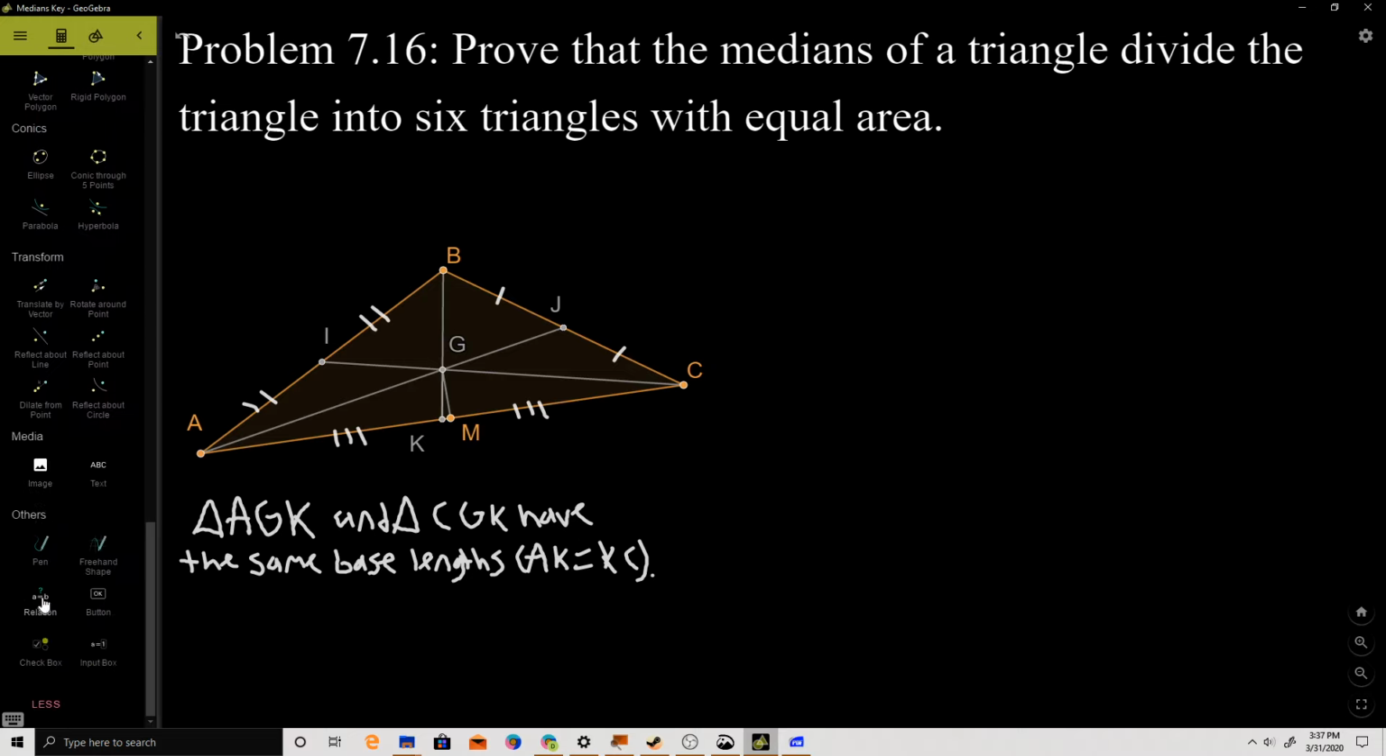Again, I noticed because I drew the perpendicular line, whatever line is perpendicular to the base has to be the height. So, AGK has a height of GM from the top of the triangle straight down to the ground. And we also have to notice that this is the height of CGK. If I measure from the height of CGK, top is G, the base is KC, straight down would hit GM. So they also have the same height.